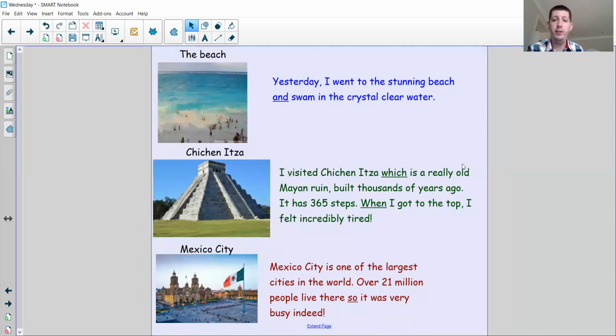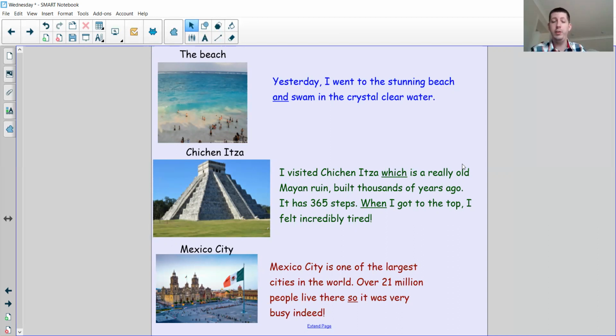So I've got some sentences here. I'd like to have a read of them, so you might need to pause it in a moment. And they're all to do with things that happened when somebody visited Mexico. So it's all in the past tense, things that have already happened. And I think that there are some really good conjunctions there which have been underlined.